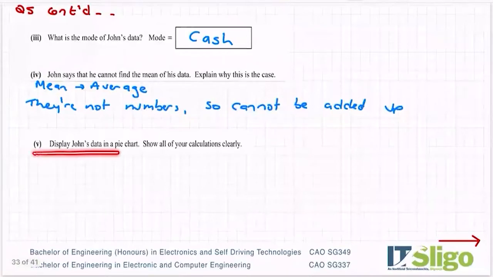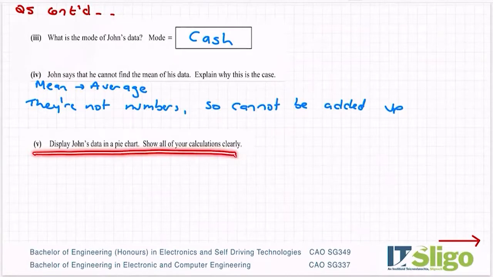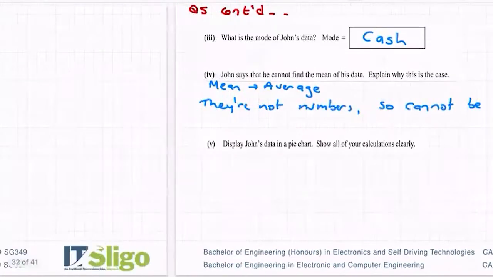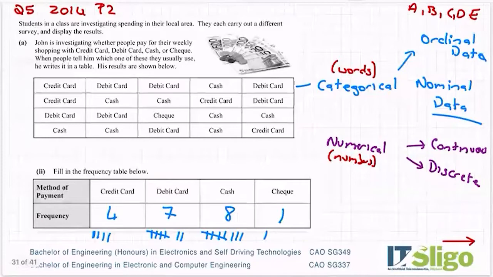Okay, part 5 then. Display John's data in a pie chart. Show all of your calculations clearly. Okay, so the data.